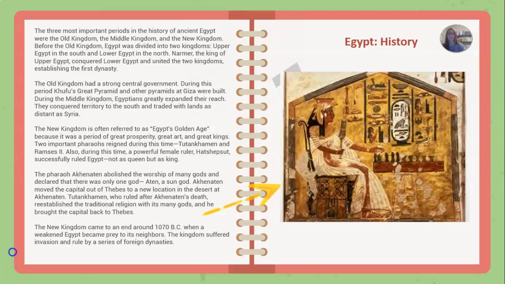The New Kingdom came to an end around 1070 BC, when a weakened Egypt became prey to its neighbors. The kingdom suffered invasion and rule by a series of foreign dynasties.